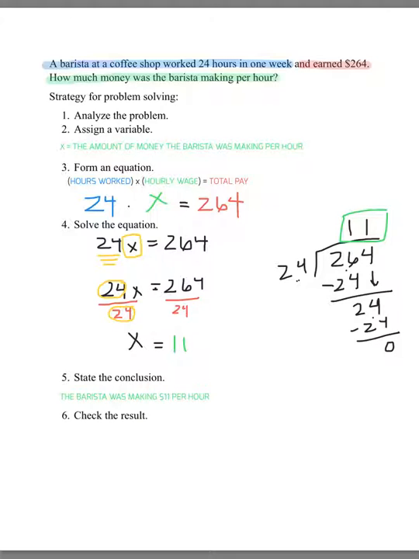So now let us check the result. Again, when checking the result, you always want to start off with the original equation created in step 3. So that is 24x equals 264. And we'll color code the x just to remain consistent. So go ahead and color code that in green. And now what we want to do is substitute in the value of x with 11. So we'll go ahead and do that.